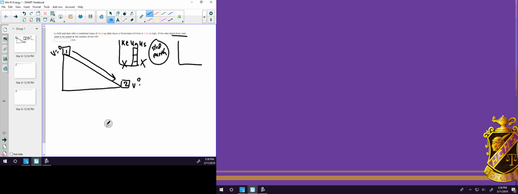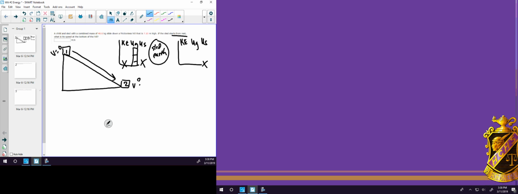Since there's no friction, I'm not dealing with work, so I don't have to worry about anything happening here in the middle of my LOL, like my work in or work out. I'm also going to save myself some space and not put E therm in here because again, it's a frictionless surface. Not that I would want to account for it twice, but it is a frictionless surface.